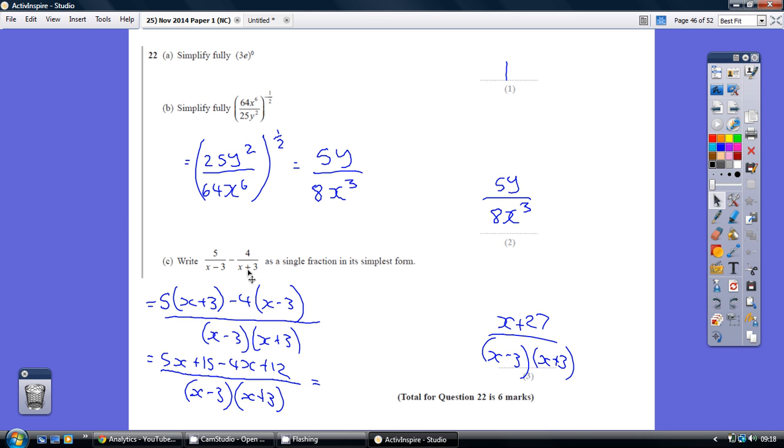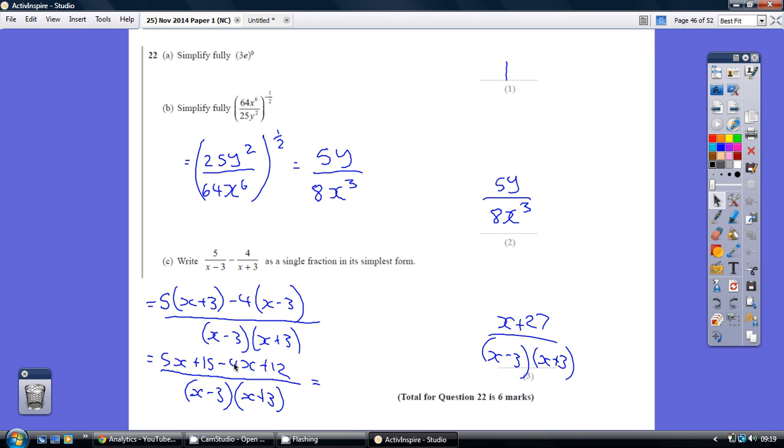Similarly with the second term, the denominator needs to become x minus 3, x plus 3. It's already got the x plus 3, so we have to times the denominator by x minus 3. And similarly, to keep it unchanged, we have to also multiply the numerator by x minus 3. So minus 4, be careful of that minus 4 times x minus 3.